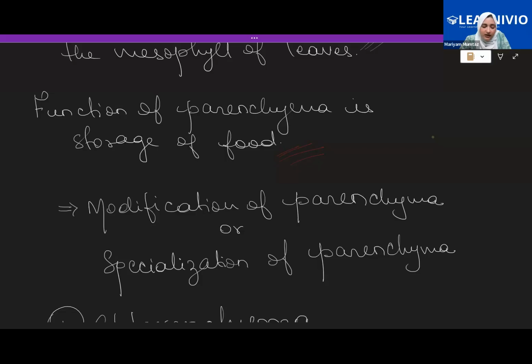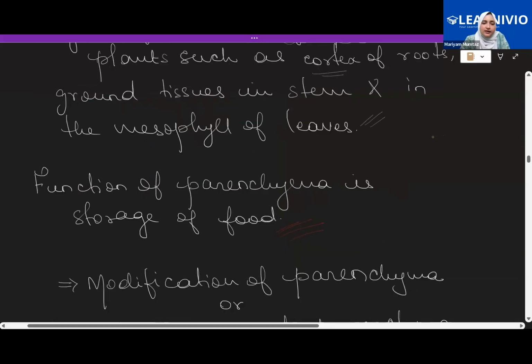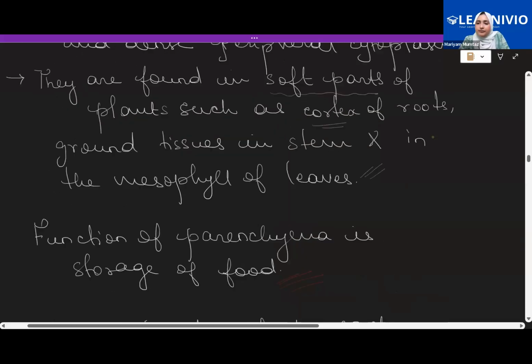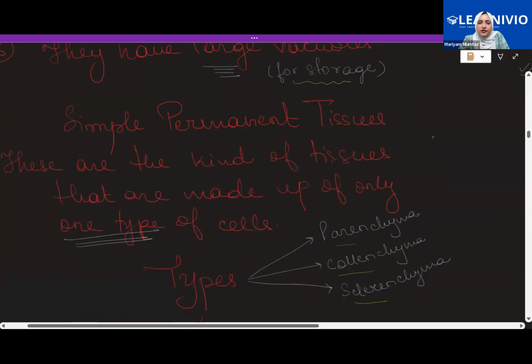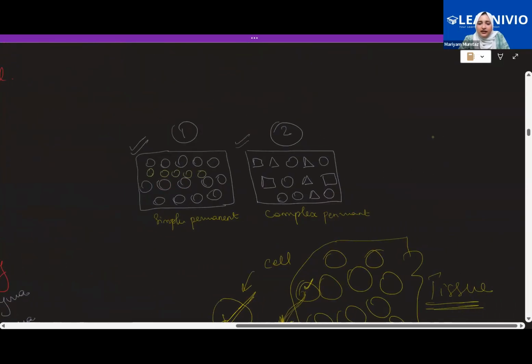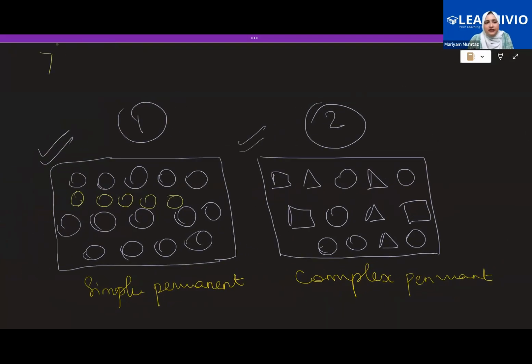Now, depending upon the life of the plant and where it lives, the parenchyma can be modified. According to different needs, it can be modified or specialized. Clear, students? Any doubts up until now? No, ma'am. Okay, all right. Now you note down till here. First of all, draw this one. The heading you write down: types of permanent tissues.